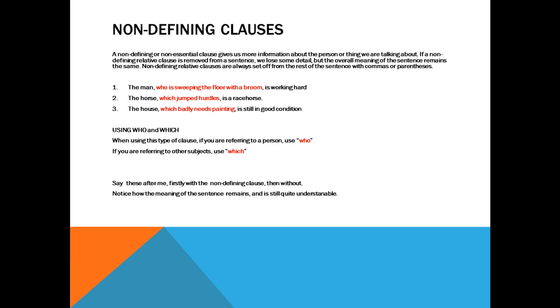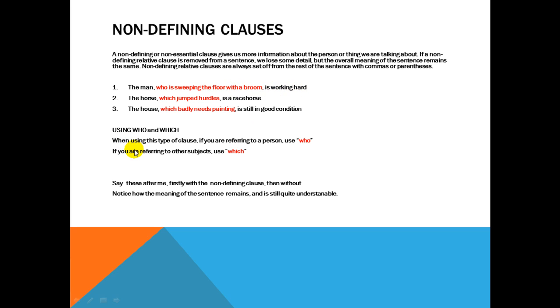So we say, the man who is sweeping the floor with a broom is working hard. The horse which jumped hurdles is a racehorse. The house which badly needs painting is still in good condition. So here we're looking at writing with a comma. When we're speaking, we may pause a little and say, the man who is sweeping the floor with a broom is working hard.